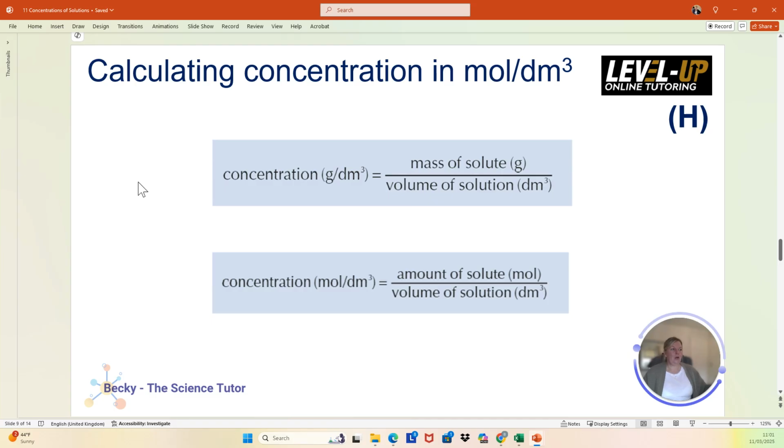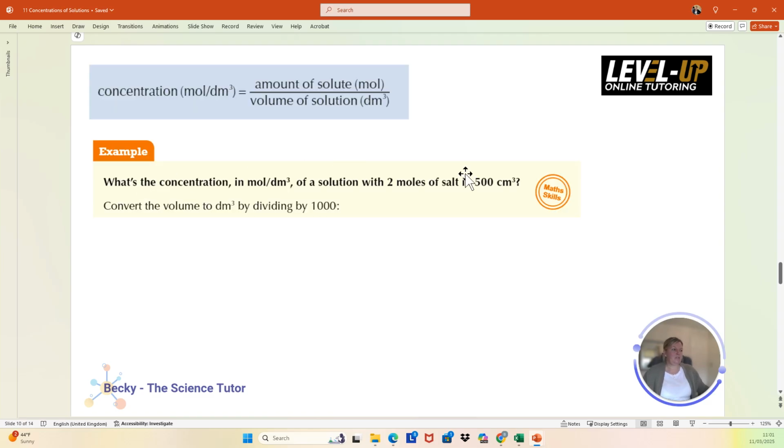Okay, so as you can see, we've got the same principle. Concentration is the amount by the volume. The only difference this time is that our amount needs to be in moles. Okay, so if we take our first example, it says what is the concentration? So we need in moles per decimetre cubed. So we'll start with the simplest first. It says we've got 2 moles in 500 centimetres cubed.